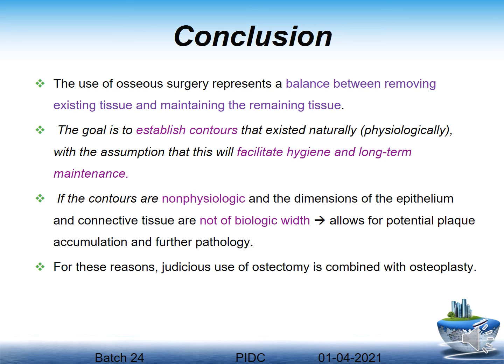So to conclude, the use of osseous surgery represents a balance between removing the existing tissues and maintaining the remaining tissues. The goal is to establish the contours that existed naturally, with the assumption that this will facilitate hygiene and long-term maintenance. If the contours are non-physiologic and the dimensions of the epithelium and connective tissue are not of biologic width, then it allows for the potential for plaque accumulation and further pathology. For these reasons, we should have a judicious use of ostectomy combined with osteoplasty.